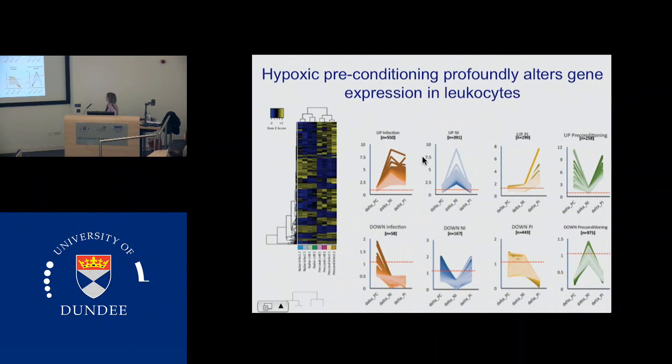The effect of preconditioning is to massively downregulate genes, so we have 975 genes going down as a consequence of the preconditioning. But interestingly, when we cluster our animals according to whether they have been infected or not, hypoxic or not, it is hypoxia that really determines the pattern of their gene expression far more than infection. So hypoxia seems to be very profoundly altering gene expression.